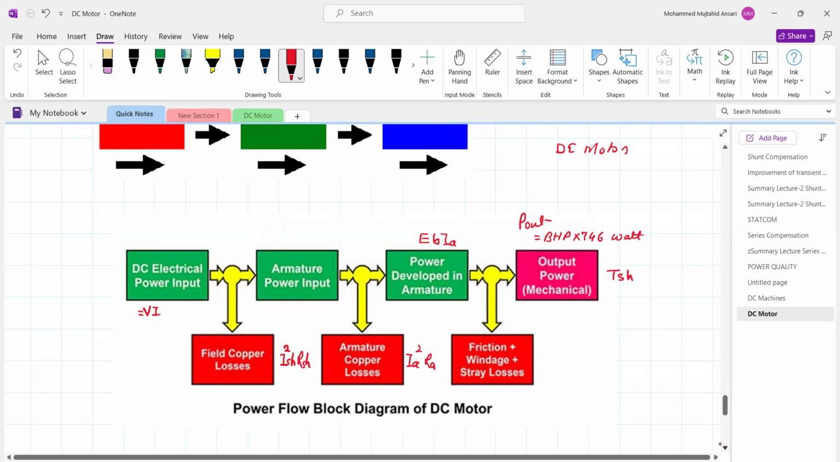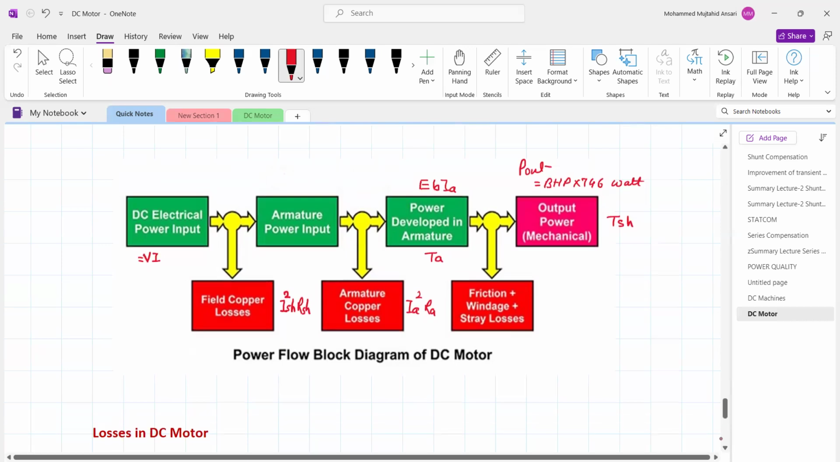Similarly, the torque developed by the armature we can represent as the armature torque. So the difference of these two, the armature torque and the shaft torque, corresponding to the gross mechanical power, is the torque loss, equal to T_A minus T_SH. So this is the torque loss in the machine.